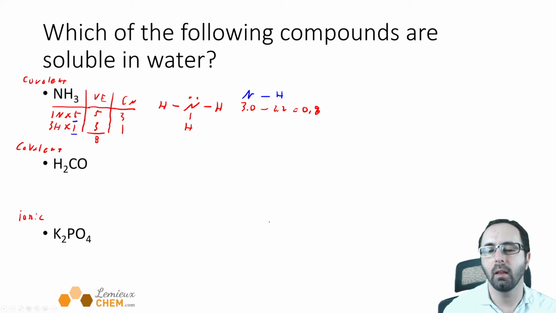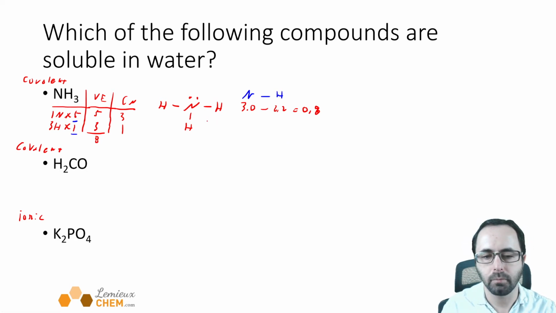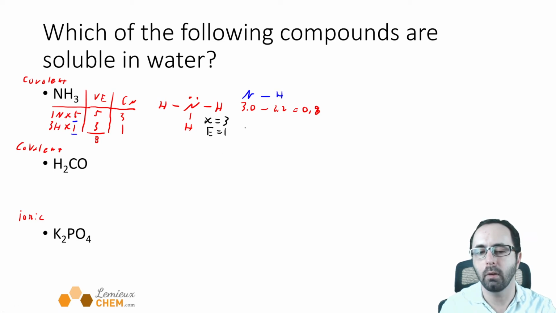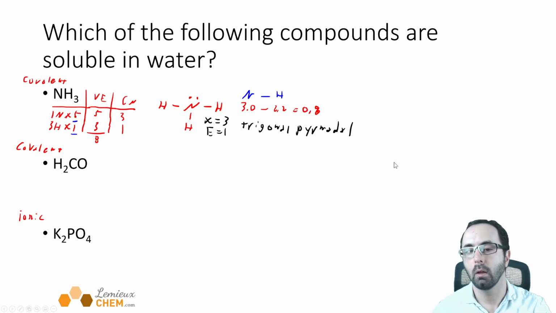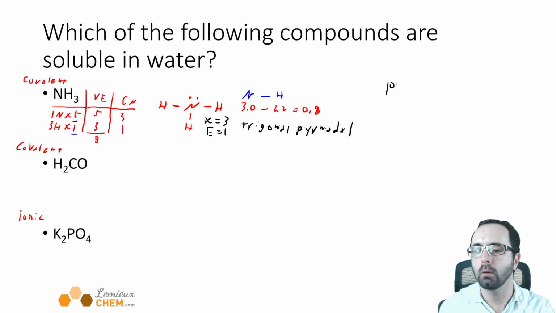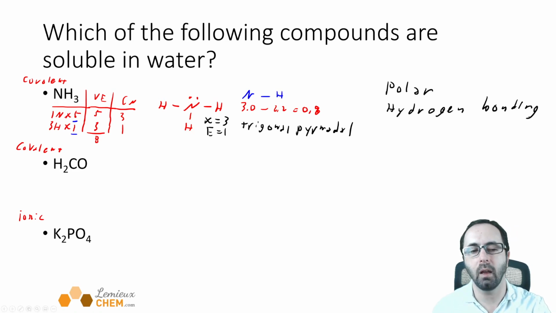We can also see that here in terms of shape, X is 3 atoms bonded to the nitrogen. E is 1 lone pair on the nitrogen. This is trigonal pyramidal. So we have polar bonds and an asymmetrical shape. So this molecule is polar. Its intermolecular forces are hydrogen bonding forces. And so because it is polar, and especially because it has hydrogen bonding, it is soluble in water.